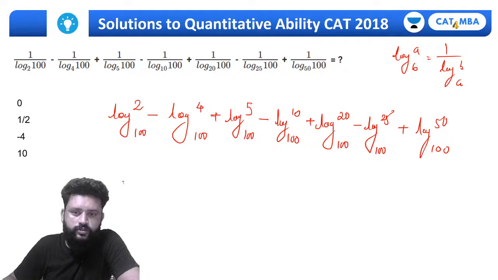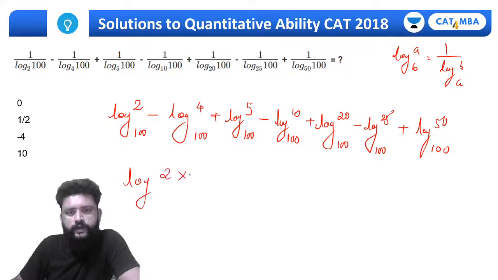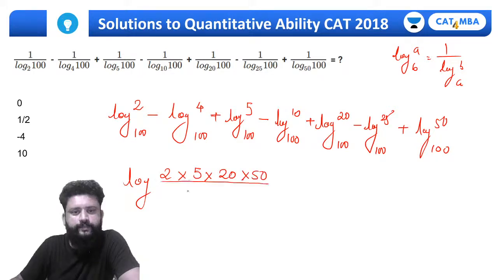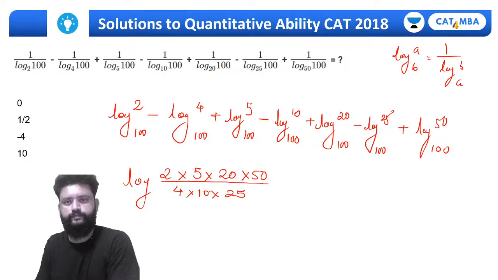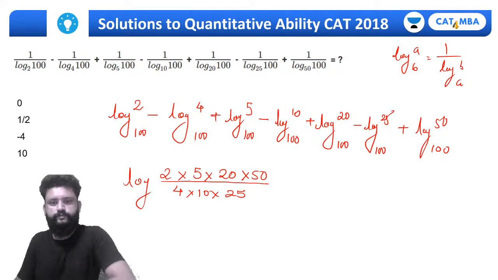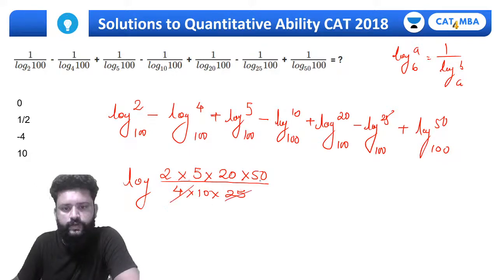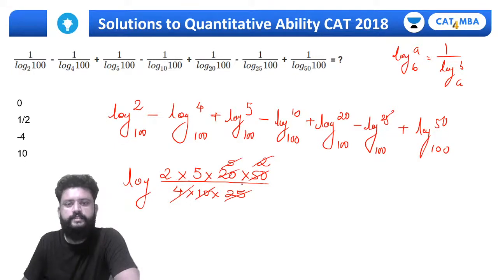So this means log of 2 into 5 into 20 into 50 divided by 4 into 10 into 25. 25 into 25 into 2, 50. 4 into 5, 5 into 10, cancel.